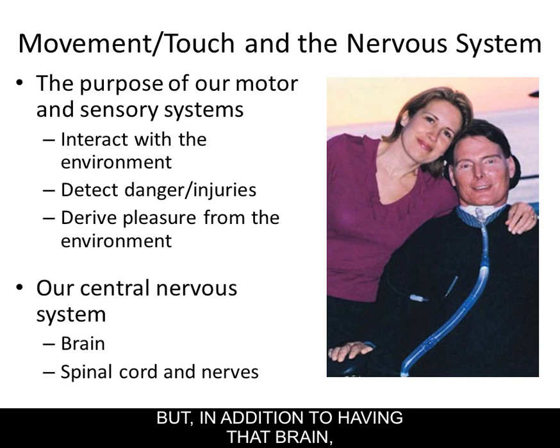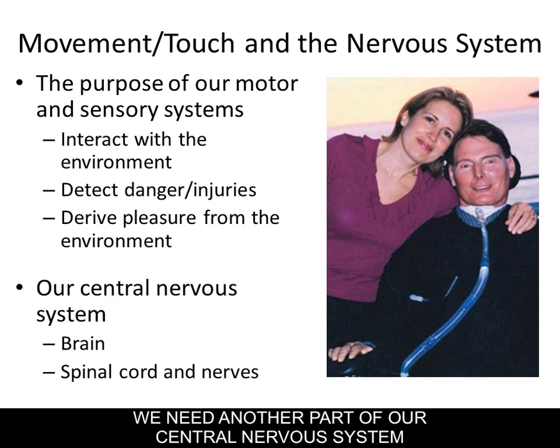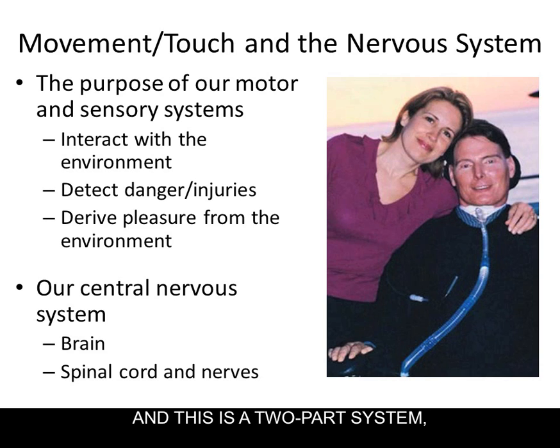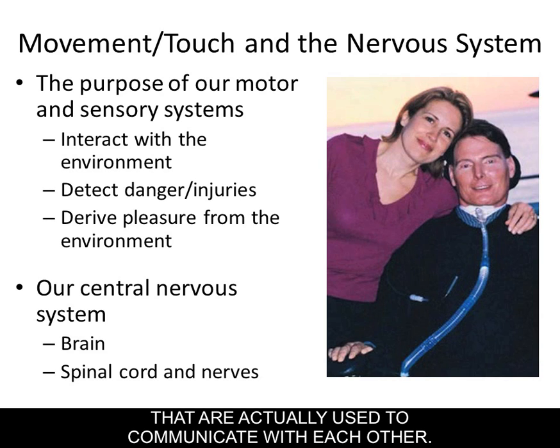But in addition to having that brain, for our motor and sensory systems, we need another part of our central nervous system. And this is a two-part system that contains the spinal cord and the nerves that are actually used to communicate with each other.